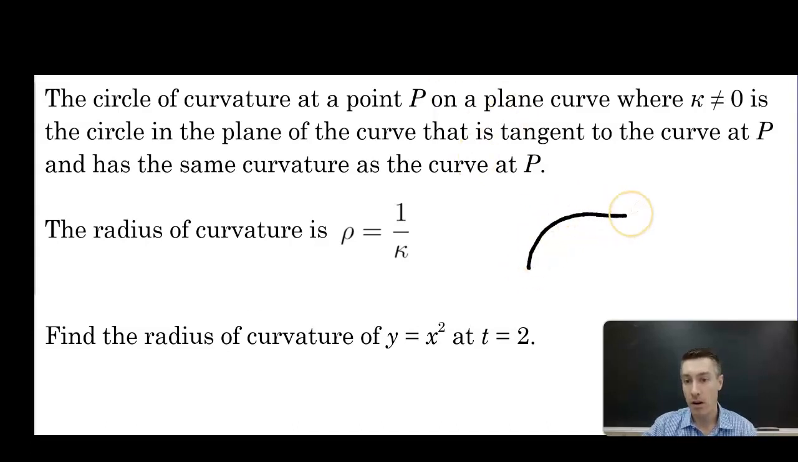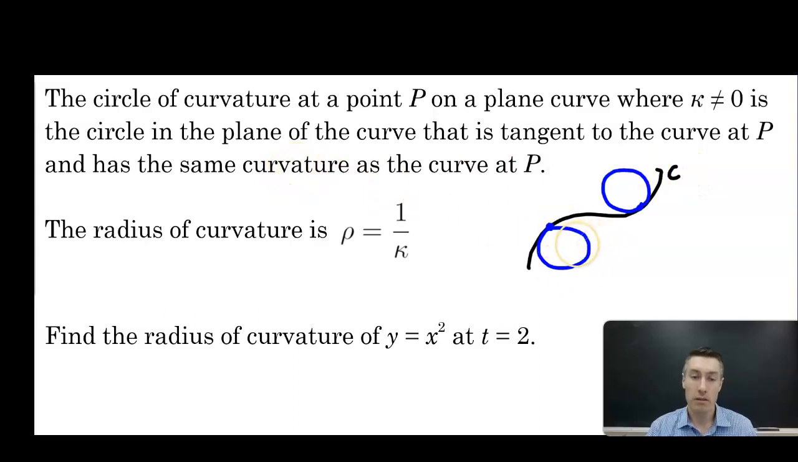So let's say we have a curve that looks like this. At this point, we can draw a circle whose curvature is equal to the curvature at that point. And let's say here, we can draw a circle, that's a better circle than the first one, whose curvature is the same as the curvature at that point on the curve, right? So the black is the curve.